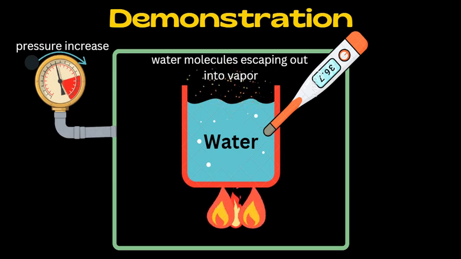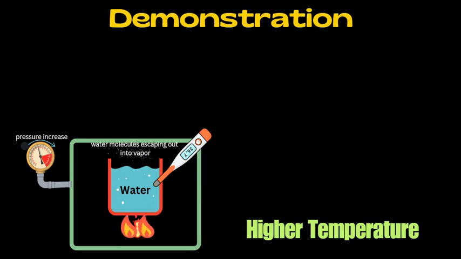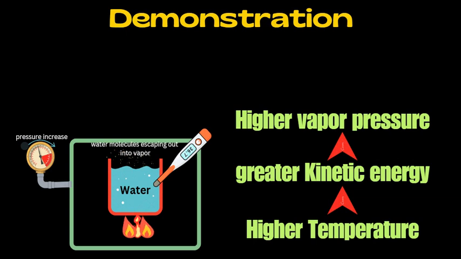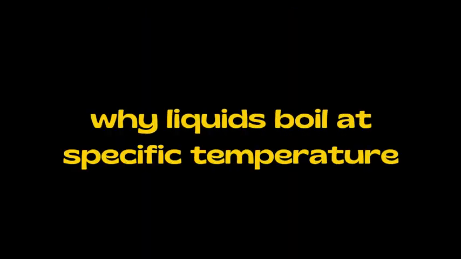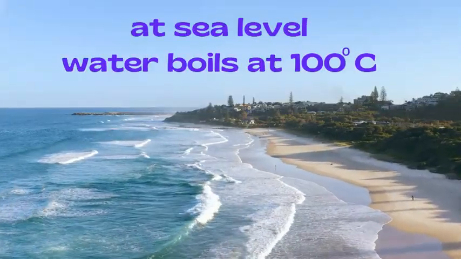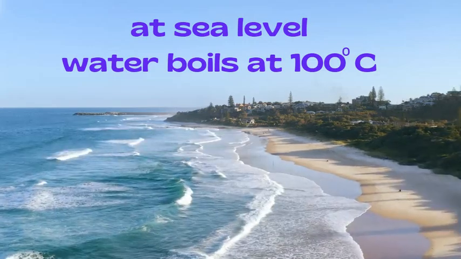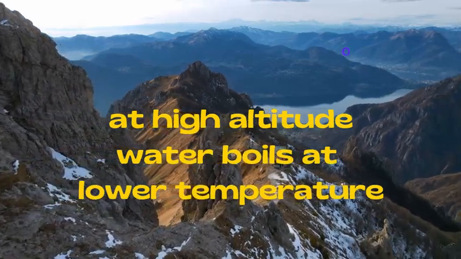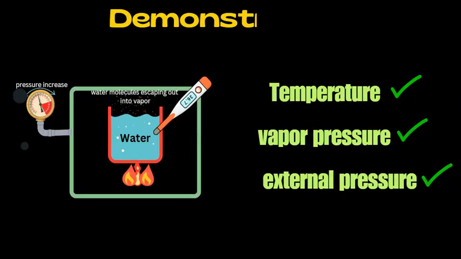This experiment highlights the direct relationship between temperature and vapor pressure. The higher the temperature, the greater the kinetic energy of the molecules and consequently the higher the vapor pressure. By observing this process, we can better understand why liquids boil at specific temperatures depending on the atmospheric pressure. For instance, at sea level, where atmospheric pressure is higher, water boils at 100 degrees Celsius, but at higher altitudes, where atmospheric pressure is lower, boiling occurs at a lower temperature. This demonstration clearly illustrates the connection between vapor pressure, temperature, and external pressure, tying together the theoretical and practical aspects of this phenomenon.